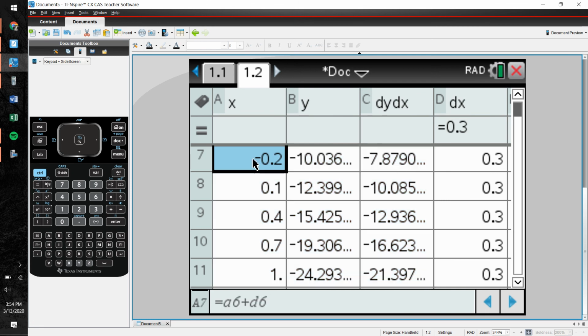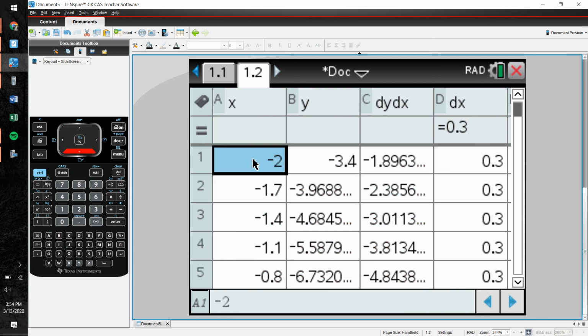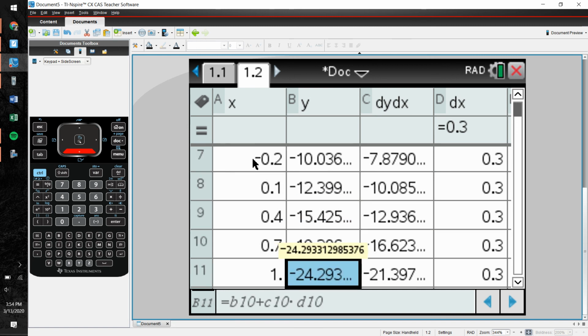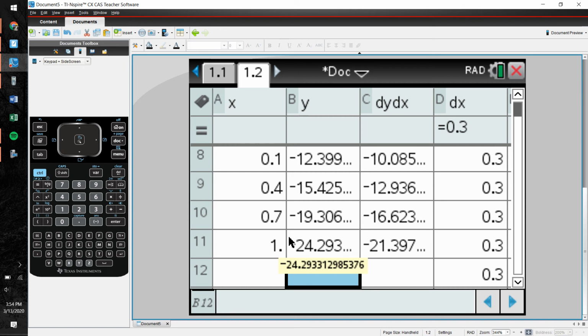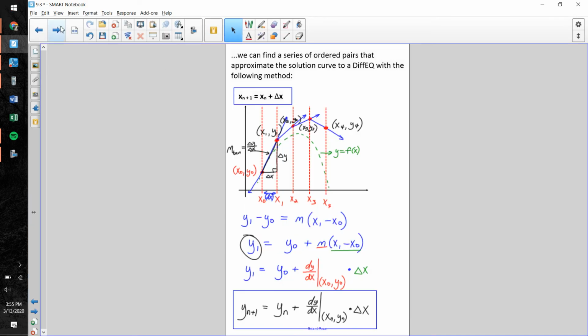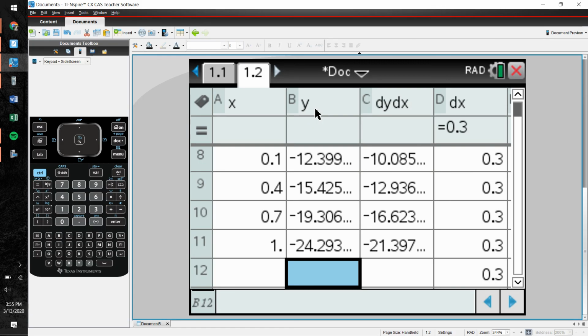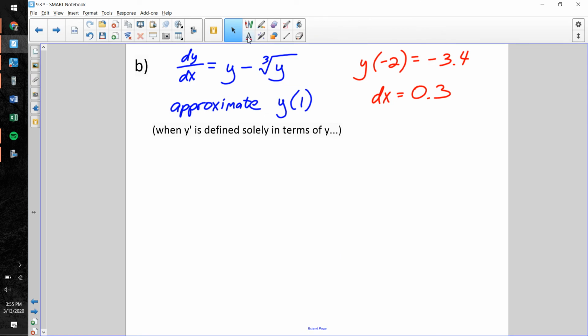And what we ended up with here then, everybody, is a whole series of ordered pairs that mimic the shape of the solution curve, going all the way down to here. So if we take a look back at the original question, right here, we were being asked to approximate the value of y of 1. So now that we have our calculator spreadsheet all worked out, we've got the value right here when x is 1 for y of approximately negative 24.293. So that's what we would go ahead and type in for our answer, everybody.